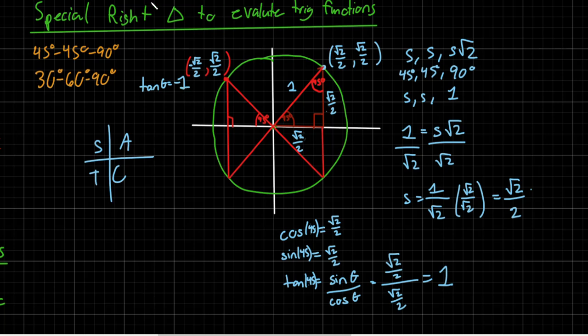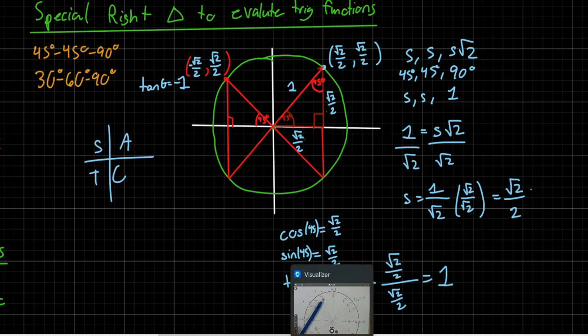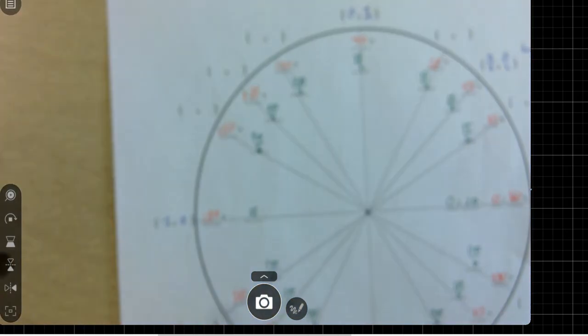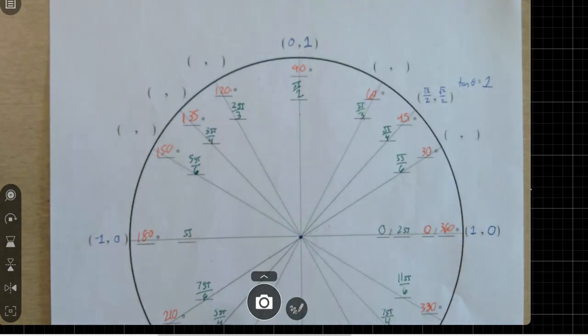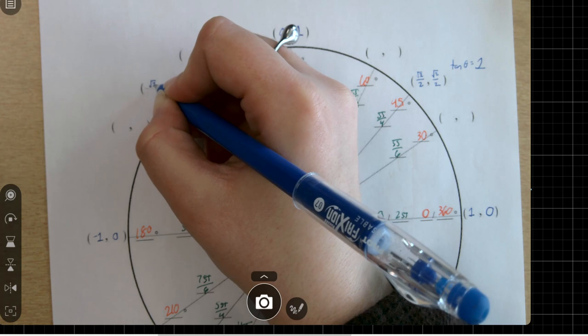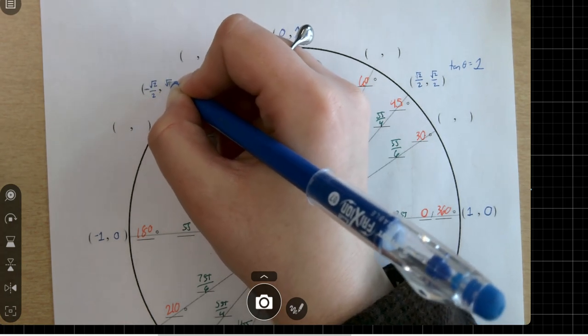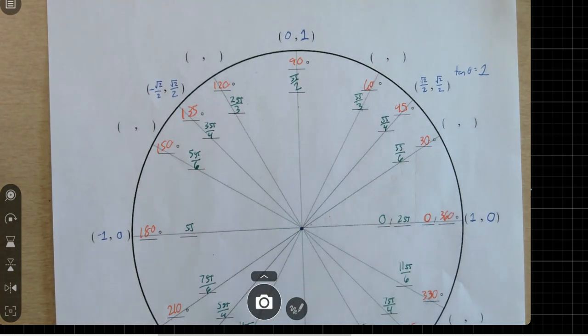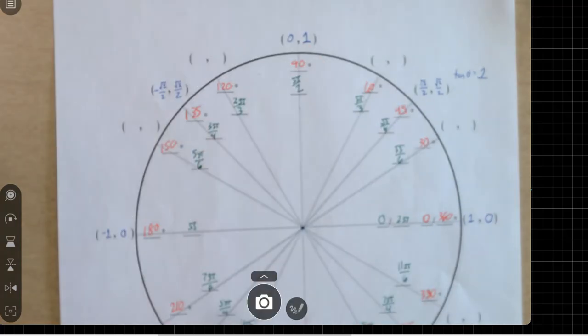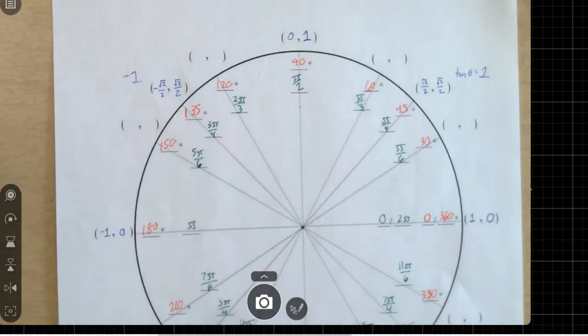Okay, now we go back to a unit circle. Back to here. So we went into quadrant 2. So up above here, we had negative square root of 2 divided by 2 and square root of 2 over 2. And our tangent was what? Negative 1. I'm just going to write it up above.